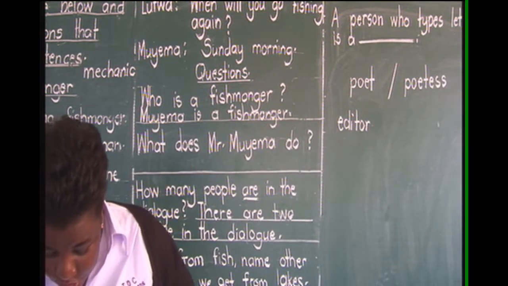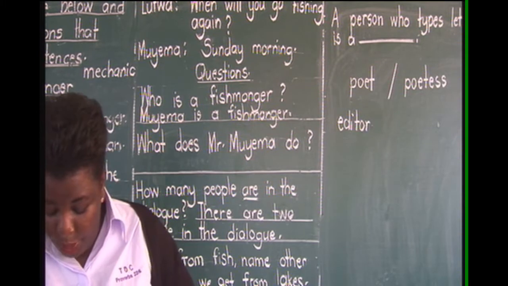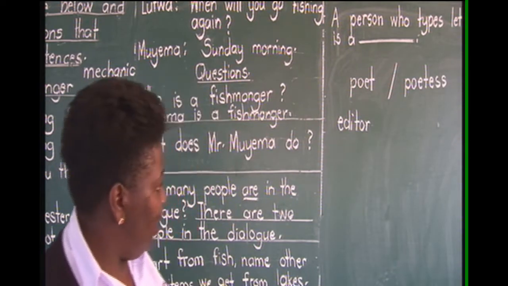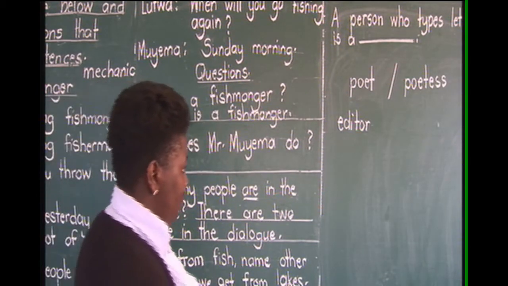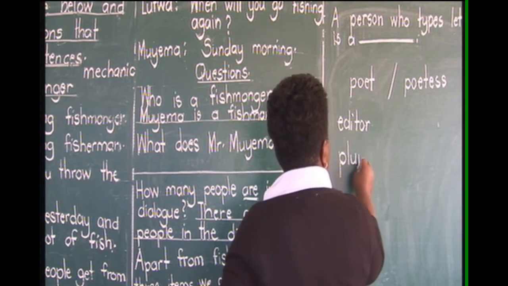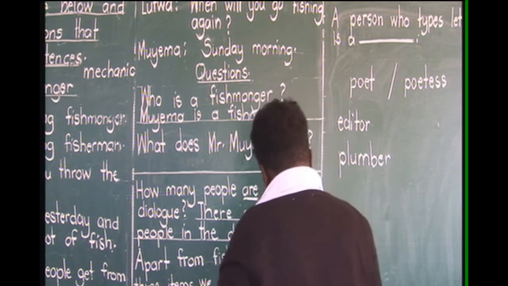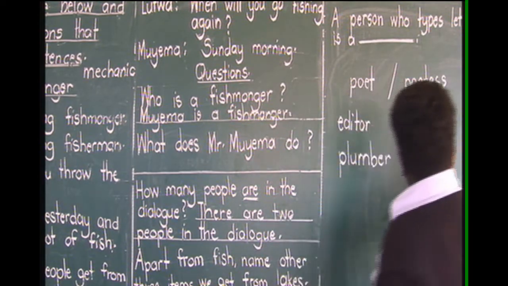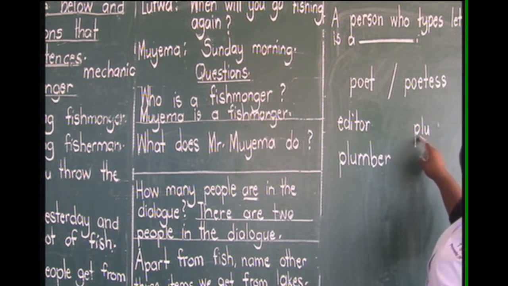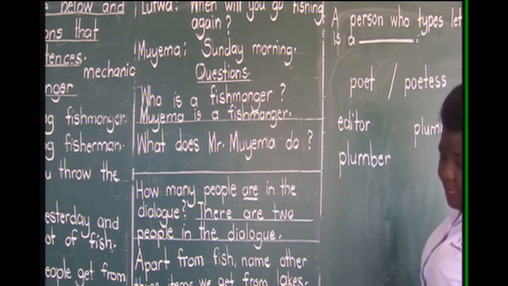Then we have a person who repairs and fits pipes. A person who repairs and fits pipes. That is a plumber. I believe you've seen plumbers come to your home to fix the pipes. That is a plumber. The word is very simple for you to write. This open up for umbrella. Plumber. That is the word plumber.